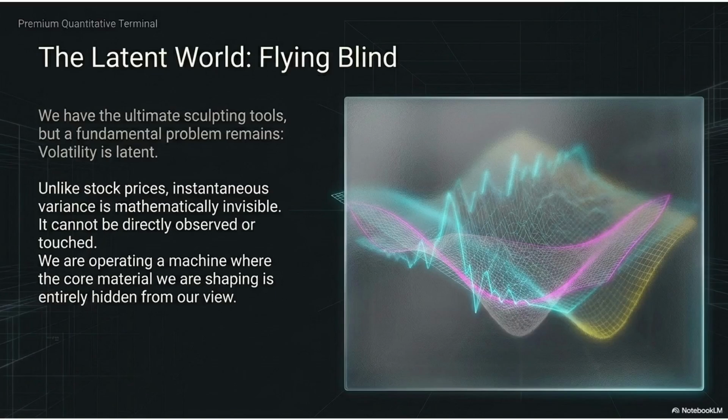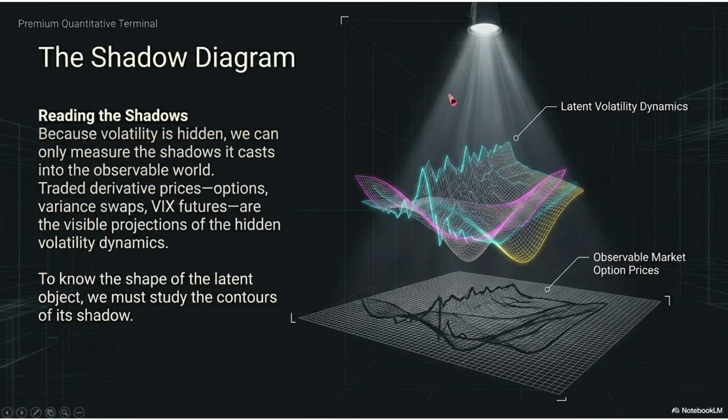To navigate this, we rely on the shadow diagram. Because volatility is hidden, we can only measure the shadow it casts into the observable world. So, for example, traded derivative prices like options, variance swaps, and VIX futures are the visible projections of the hidden volatility dynamics. To know the shape of the latent object, we must study the contours of its observable shadow.